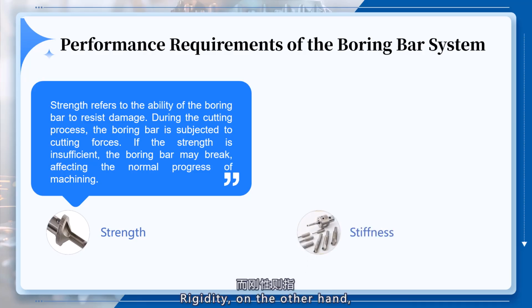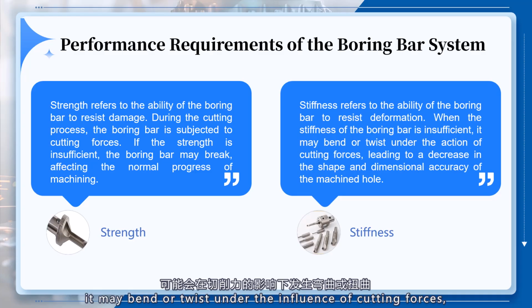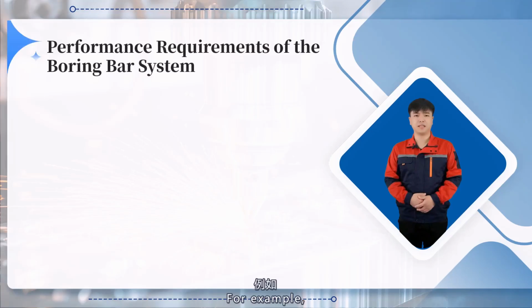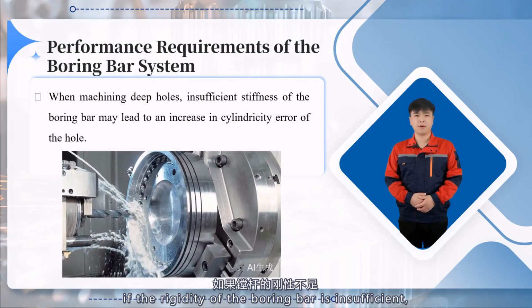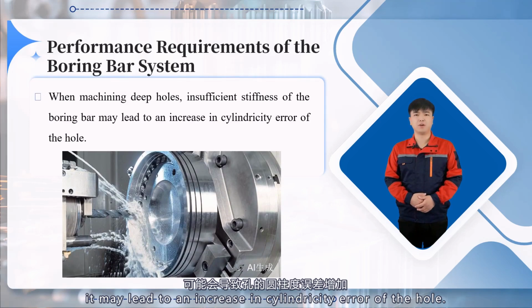Rigidity, on the other hand, refers to the ability of the boring bar to resist deformation. When the rigidity of the boring bar is inadequate, it may bend or twist under the influence of cutting forces, resulting in a decrease in the shape and dimensional accuracy of the machined hole. For example, when machining deep holes, if the rigidity of the boring bar is insufficient, it may lead to an increase in cylindricity error of the hole.